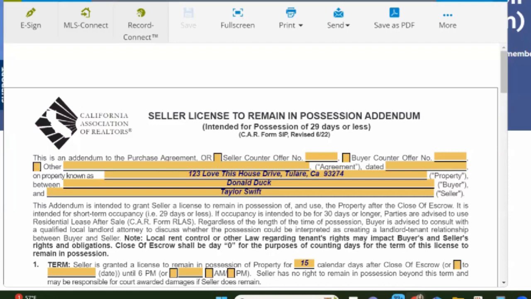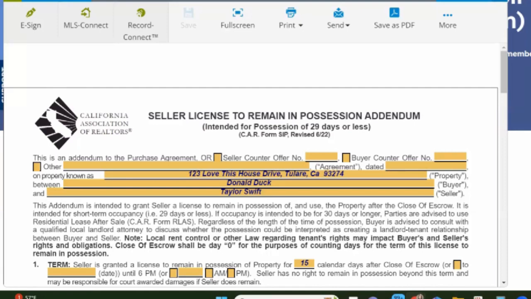The seller in possession form is commonly referred to as the SIP, and it is intended if the seller is going to be in possession for 29 days or less. And I recommend, if you can, have your seller be 29 days or less, because if it goes 30 days, then there's a residential lease, the RLAS form, that gets used. And this seller in possession form is a quick and easy 2-page document. And the lease document is multiple pages, and it's basically more like a rental agreement, and gets into a lot of things that it's easier to avoid if we can have them be there less than 29 days.